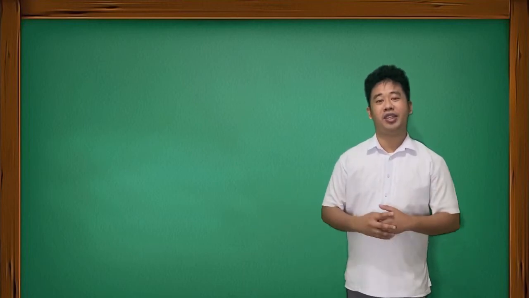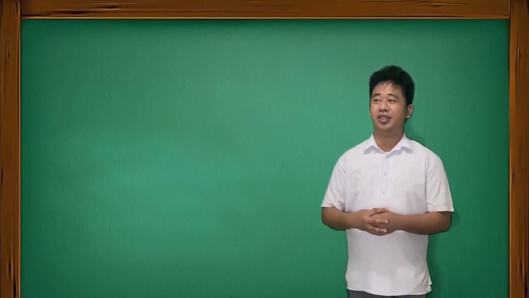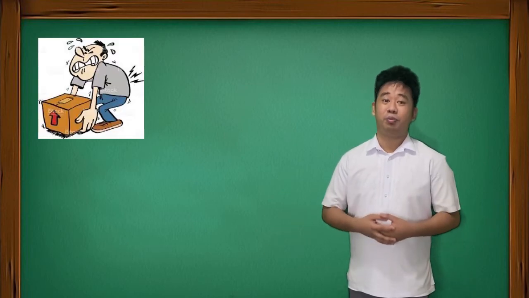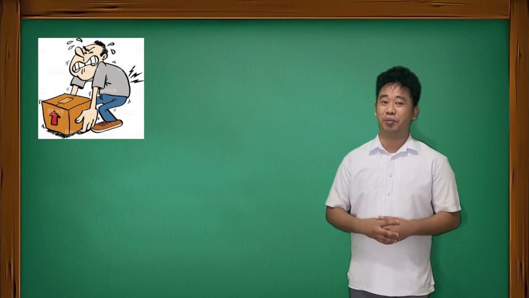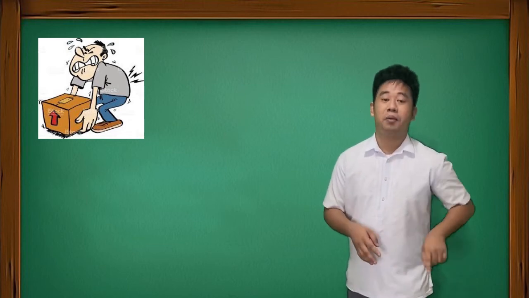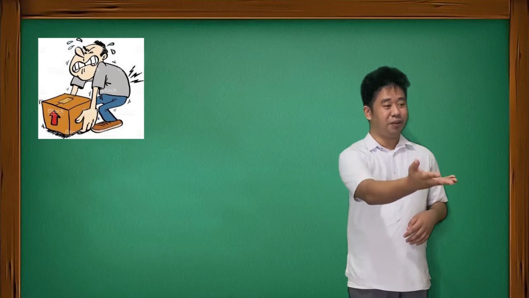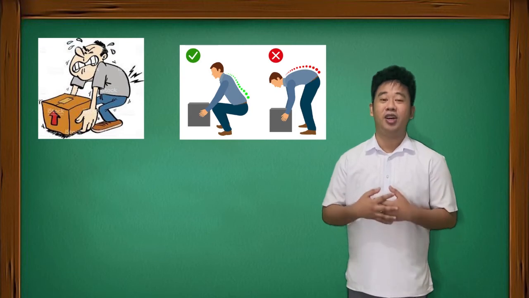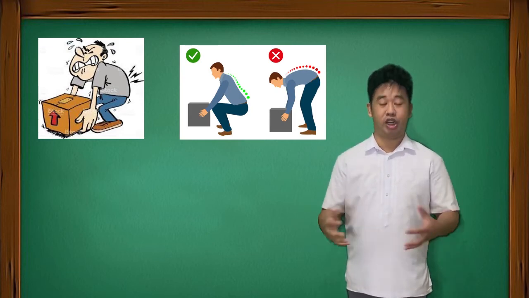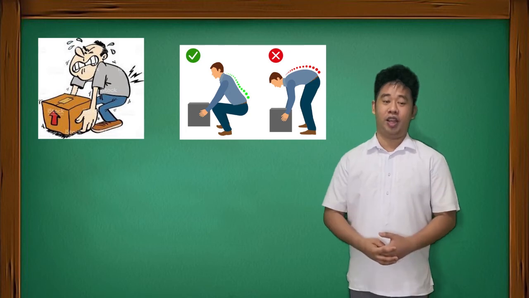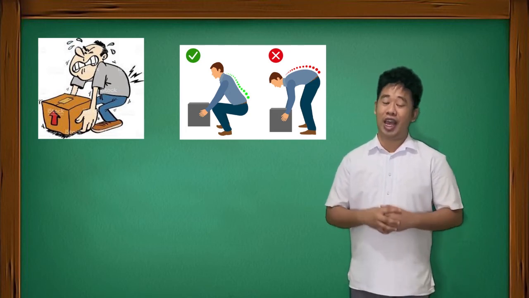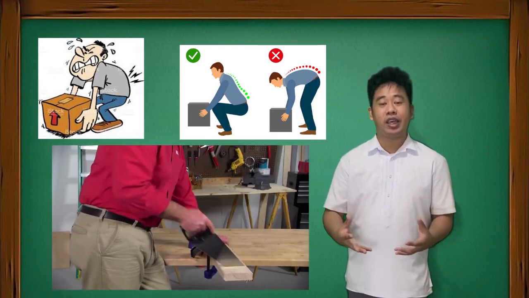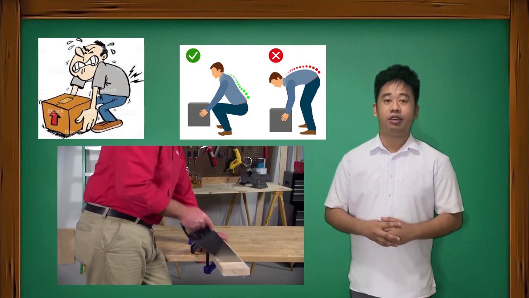Will you please, class, give me an example of ergonomic hazard in the workplace? Yes, Dexter. Very good. Frequent lifting of heavy loads is one good example of ergonomic hazard because it can cause back injury. Another example. Yes, Clara. Very good. Improper way of lifting object or bad posture when it comes to lifting object can also be considered as ergonomic hazard. And lastly, another example of ergonomic hazard is repeated movement or repetitive movement.